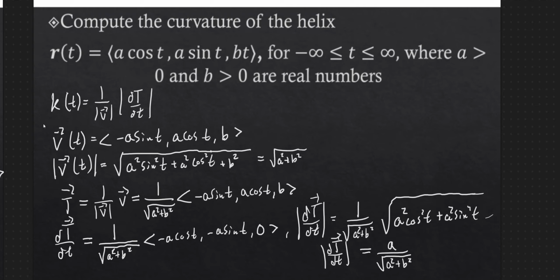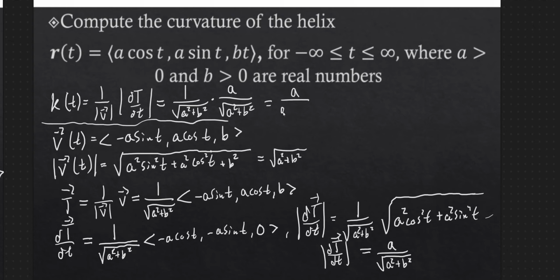And then curvature, so now we can plug all this in like I always recommend: get all your pieces together and then just plug them into the curvature formula. So 1 over v, so that's 1 over the square root of a squared plus b squared, and then multiply that by the magnitude of dT/dt, so that's a over the square root of a squared plus b squared. And that breaks down nicely. That just turns into a squared plus b squared. So we have a over a squared plus b squared.